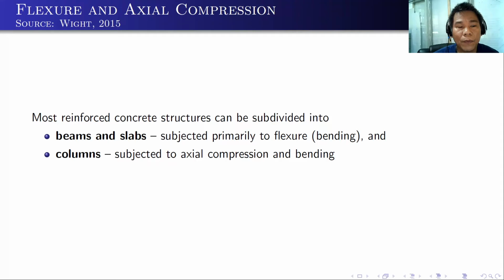Most reinforced concrete structures can be divided into two: the beams and slabs, and the columns. Beams and slabs are subjected primarily to flexure and bending. Also, columns are subjected to axial compression and bending. You can ask, how about footing? Footing is actually primarily subjected to shear. So you can design it in terms of shear, especially the thickness. Then after that, you can design it using flexure.